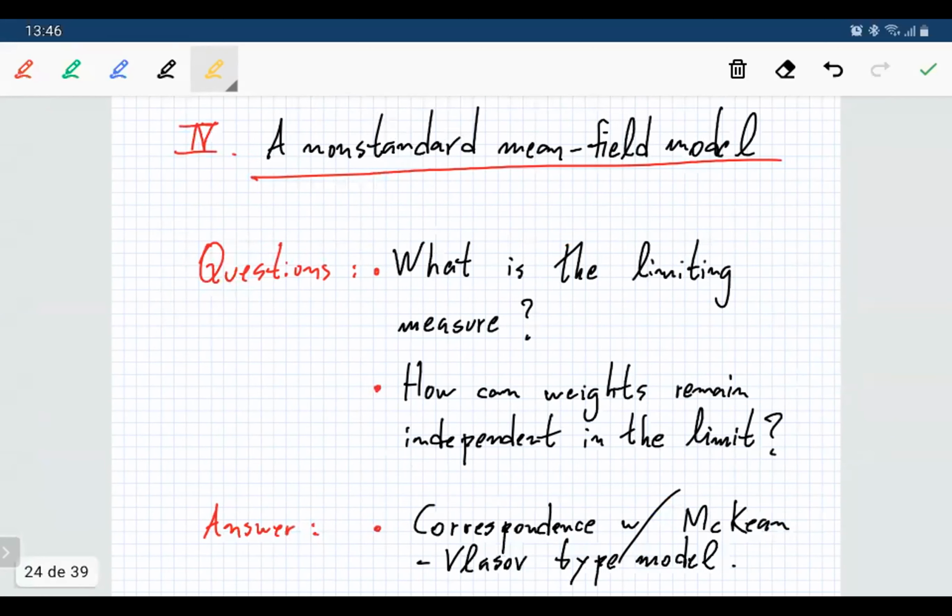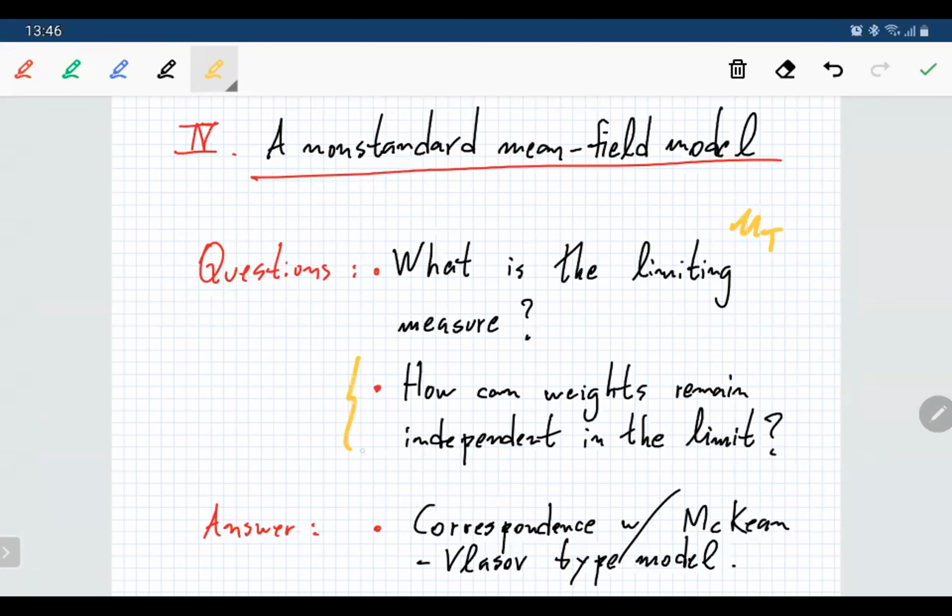Okay, so let me now try to describe the limit, since I basically told you that there is a limit, but not what the limit looks like. The questions we're going to try to address for the remainder of the talk are: how do we compute this measure mu of t? How is it relevant to describe the evolution?